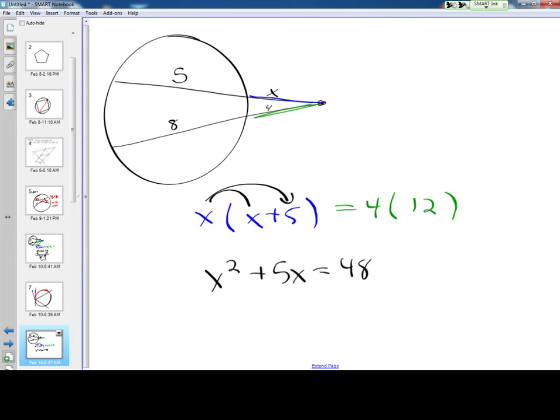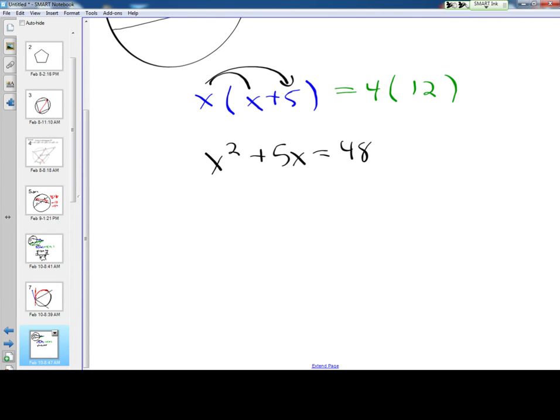Can you say again what we have to do for this one? Outside times the whole thing. Okay. Outside times the whole thing. How would you simplify that? You can't combine those because it's being multiplied. Those are not like terms. So what we have, friends, is this thing called a quadratic equation.